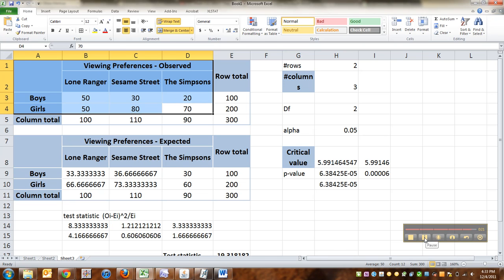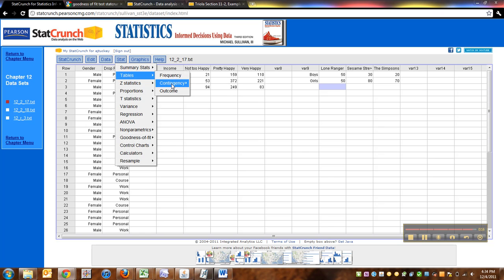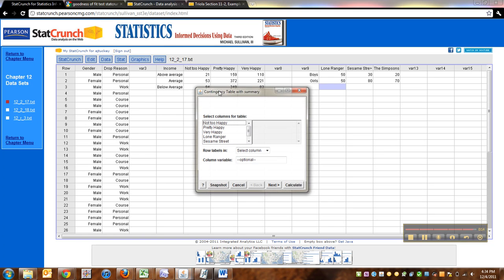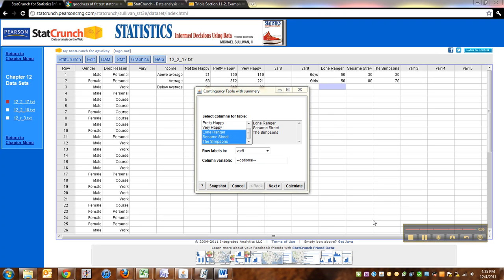Hold on. Let me copy and paste. There, you can see I have it in there. So I go to Stat, Tables, Contingency, Summary. I pick the 3 things. My row variable was variable 9, and I click Calculate.